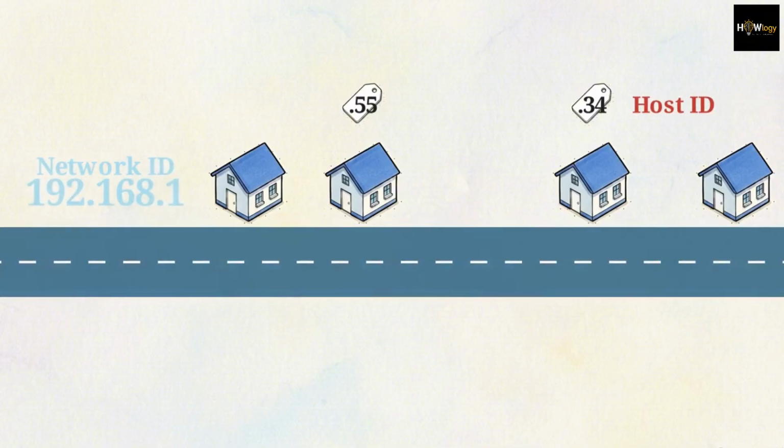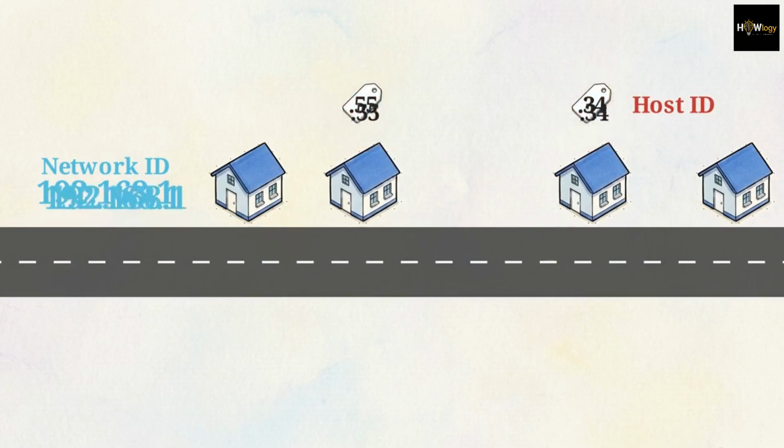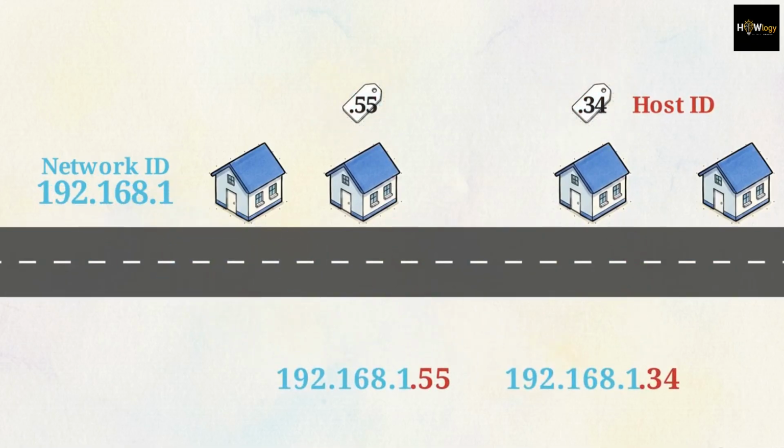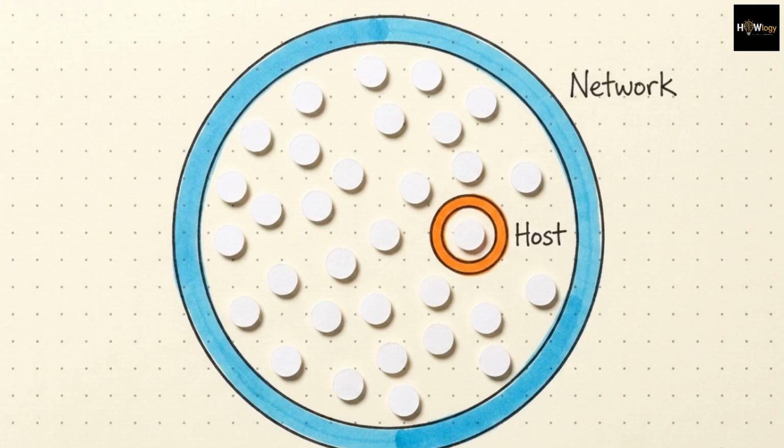Addresses 192.168.1.55 and 192.168.1.34 live on the exact same street, 192.168.1, but occupy completely different houses. An IP address is a structured 2-part map of relational proximity designed to keep local networks organized.